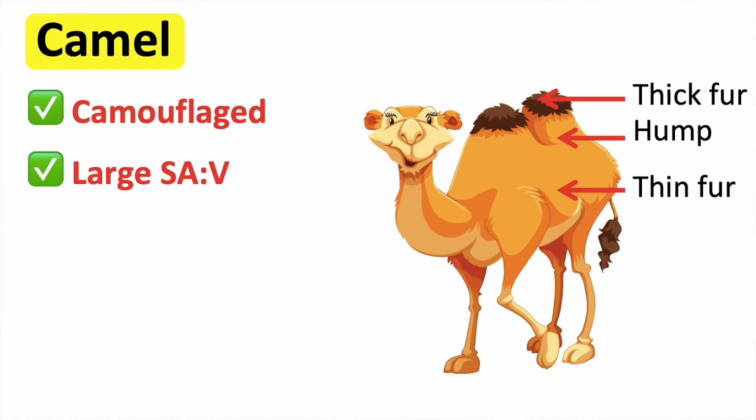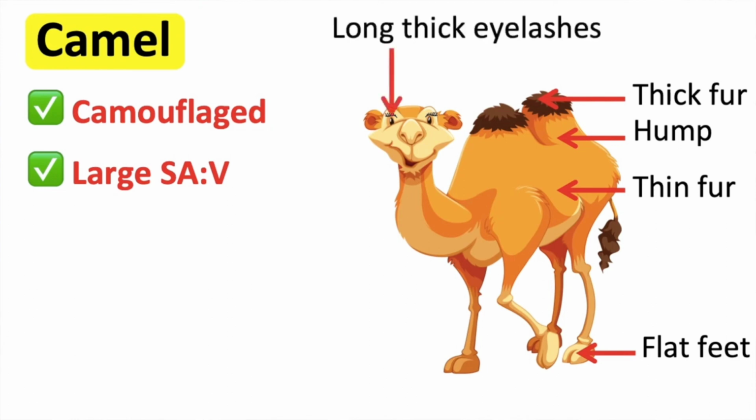Their large flat feet help them to walk on hot sand. This helps to spread their weight on the sand so that they don't sink into the sand. Their long, thick eyelashes protect their eyes from the sand. Camels have slit-like nostrils to also keep out sand.